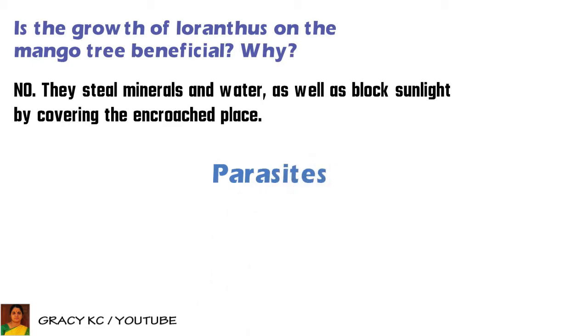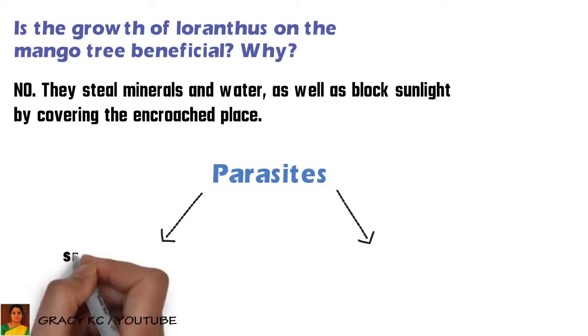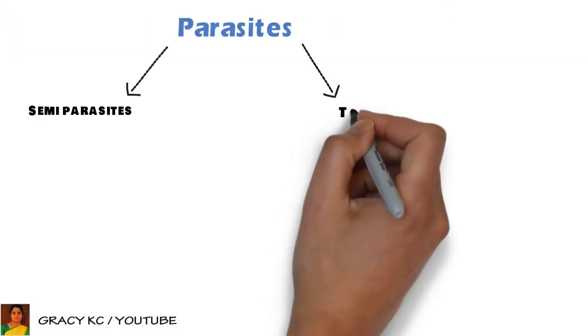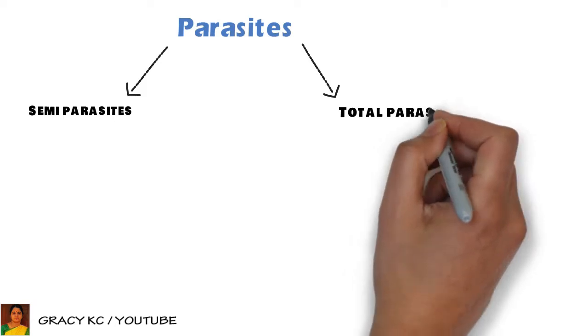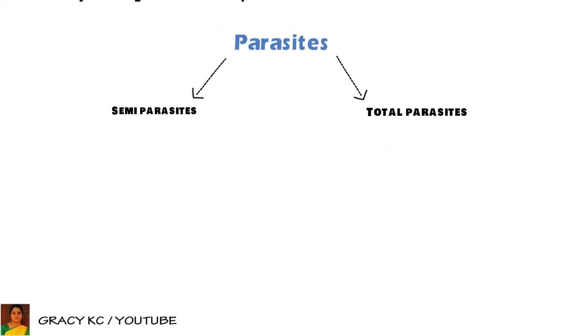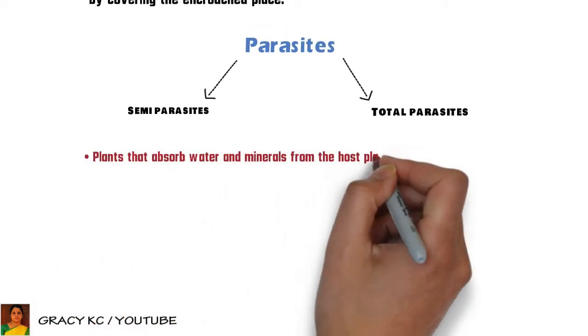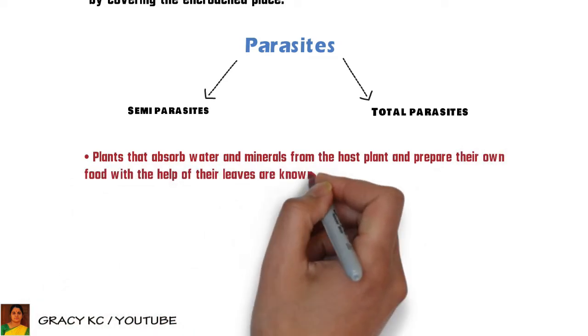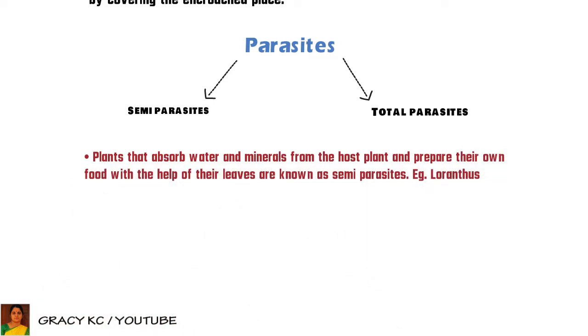We can classify the parasites into two. First one is semi-parasites and the second category is total parasite. What is known as semi-parasites? Semi-parasites are those plants which absorb only water and minerals from the host plant. Later, they will prepare their own food using their leaves. Loranthus is an example for this category, that is, Loranthus is a semi-parasite.